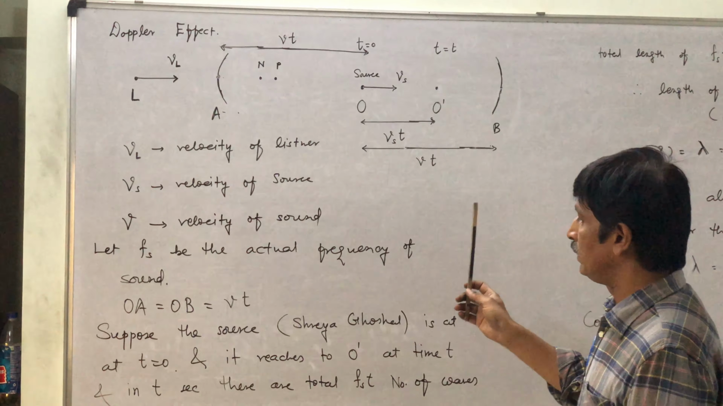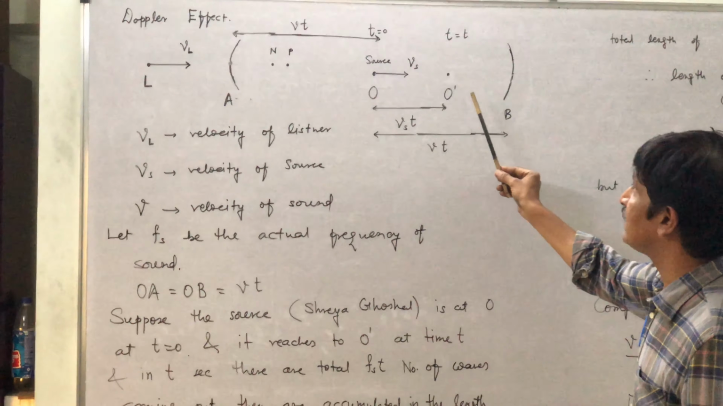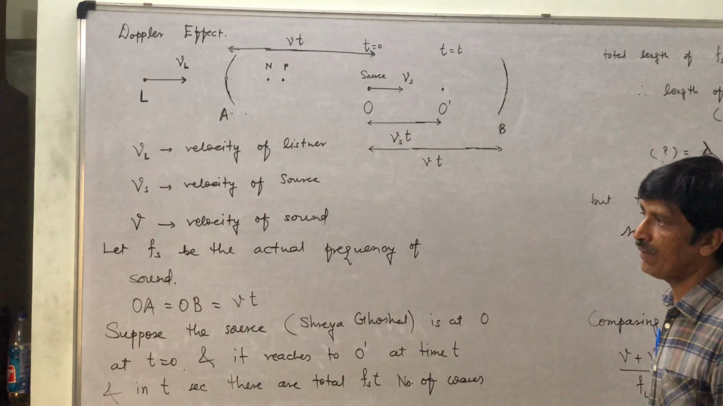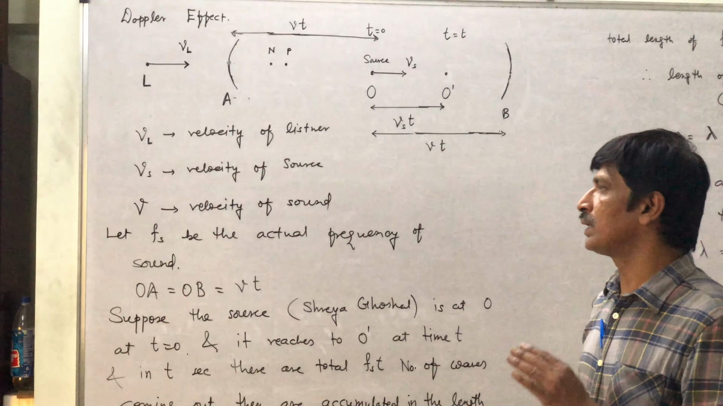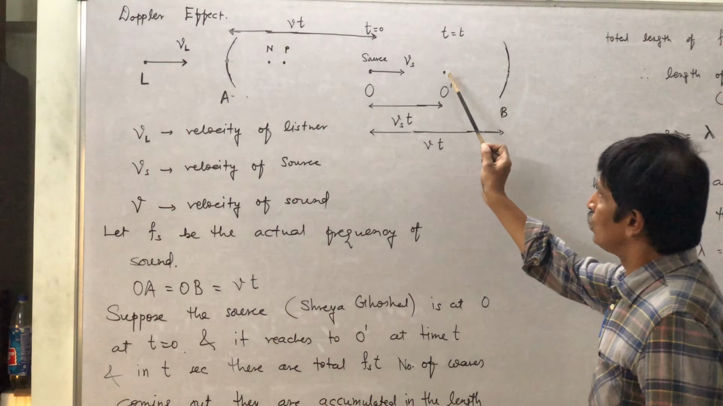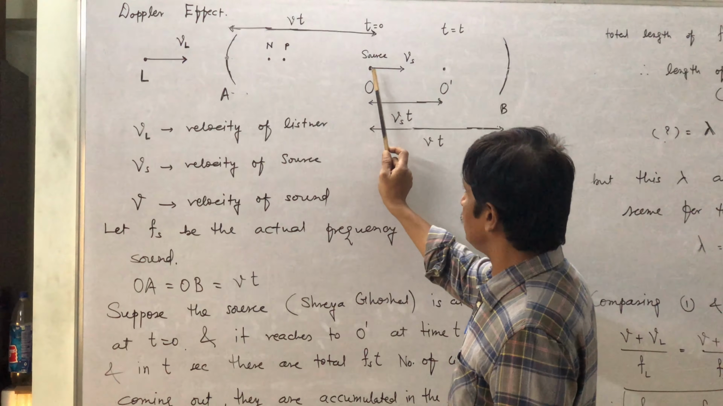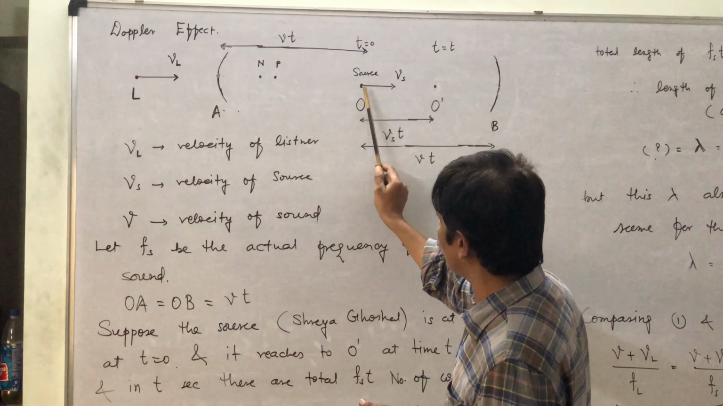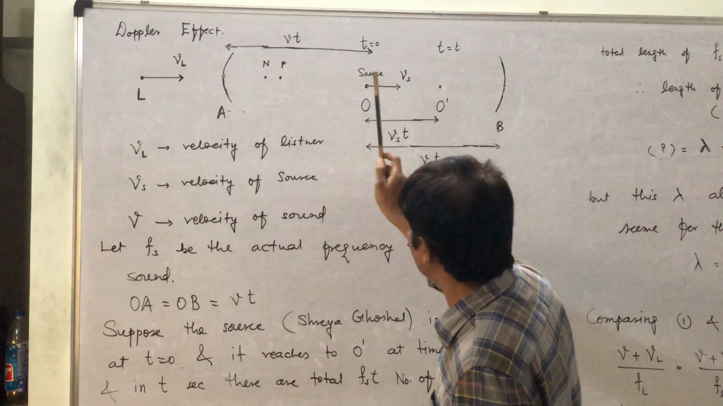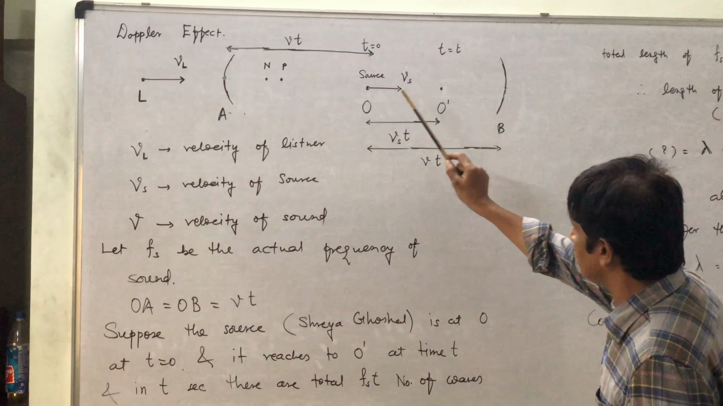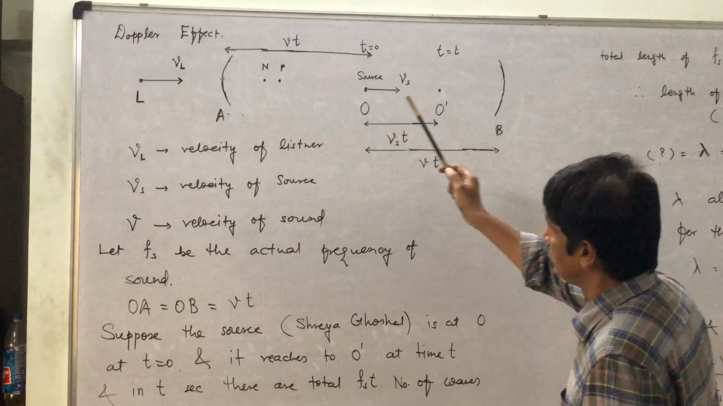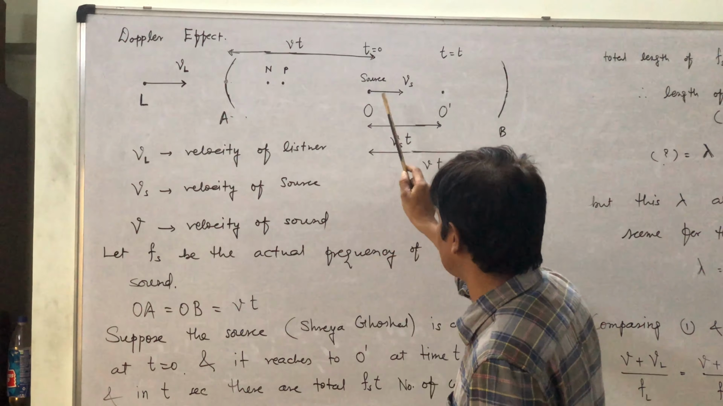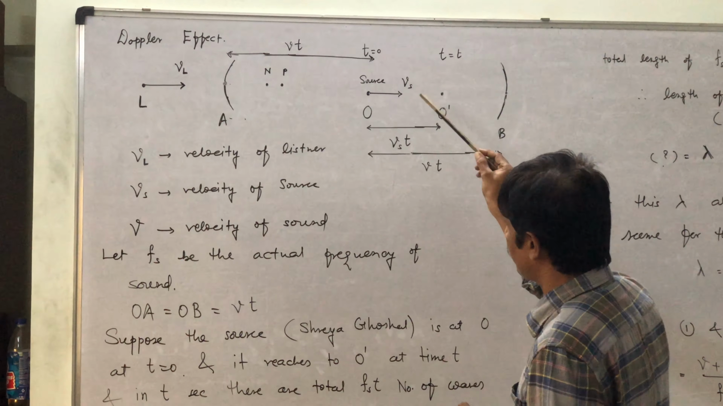But during this time, fst number of waves are emitted from the source, because the actual frequency is fs, and fs is the number of waves emitted per second. In this direction, suppose at time t equal to t, with velocity of sound v, sound reaches this point, and in this direction sound reaches this point. So this one is vt, where v stands for velocity of sound. This one is also vt.